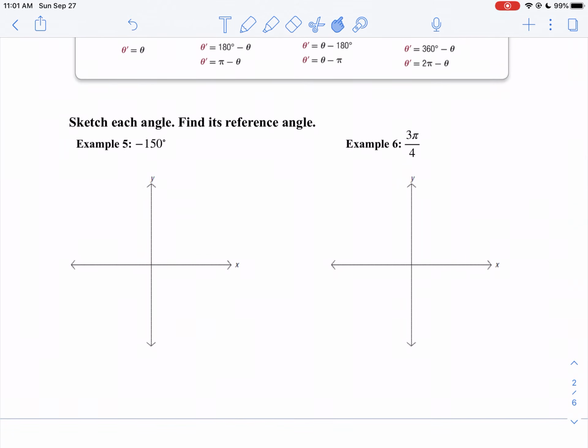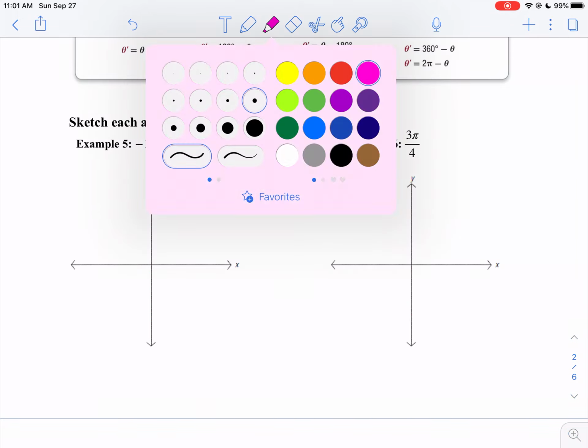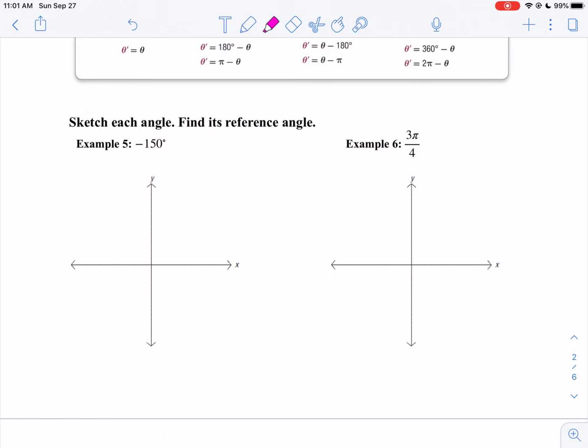I want to sketch a negative 150 degree angle. So let's go ahead and do that. So negative 150 degrees would be right there, wouldn't it? So here is negative 150 degrees. What is this angle right here? Our reference angle, which we usually designate with theta prime. So theta prime, what would bring me back to negative 180? Well, that would be 30 degrees. And that's your reference angle.